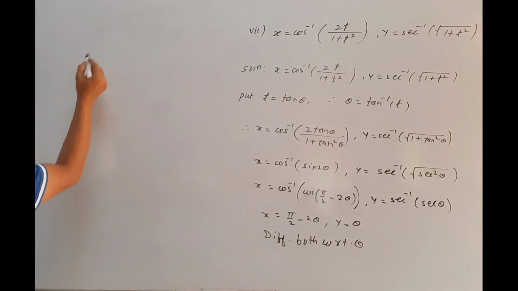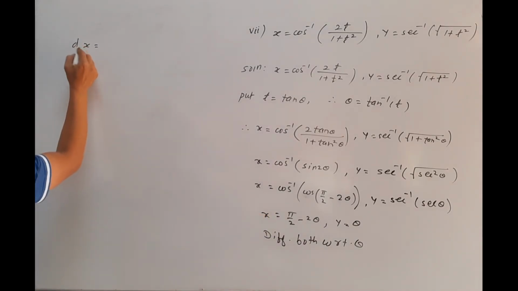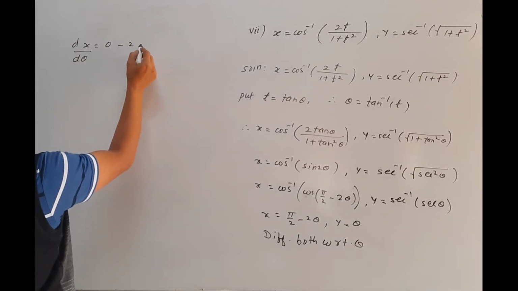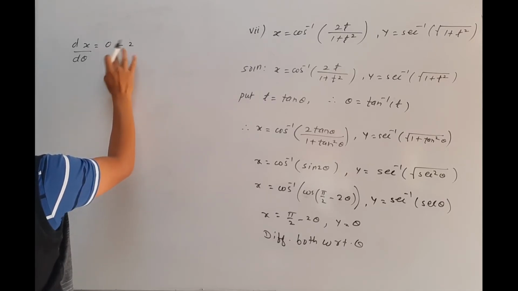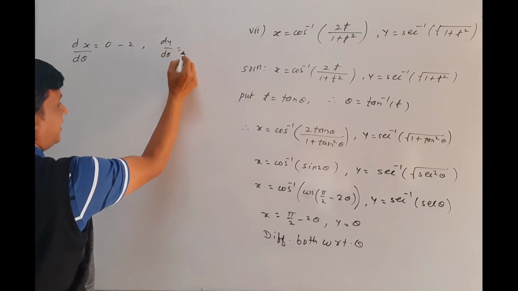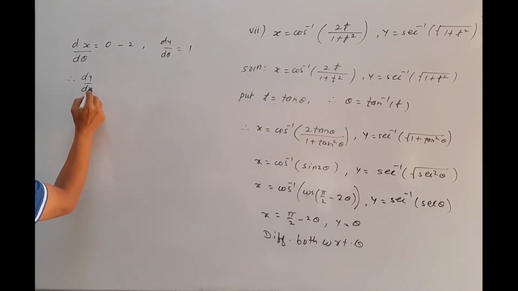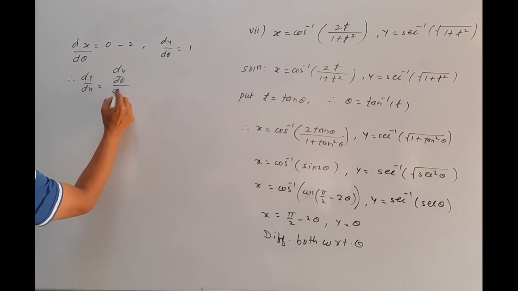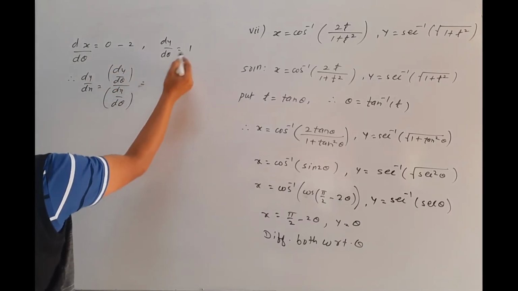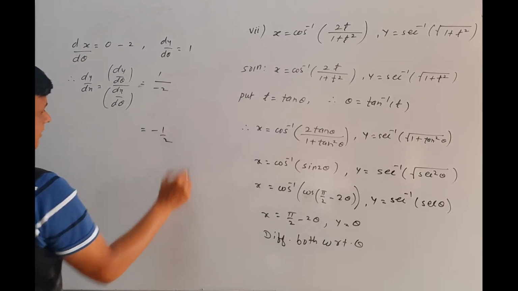So right here, x equals π/2 minus 2θ. Derivative of x with respect to θ: dx/dθ is the derivative of π/2, a constant, which is 0, minus 2 times the derivative of θ with respect to θ, which is 1. So we write 0 minus 2. Derivative of y with respect to θ: dy/dθ equals 1. So dy/dx equals (dy/dθ) upon (dx/dθ). dy/dθ is 1, dx/dθ is 0 minus 2, which is minus 2, so we get minus 1 by 2.